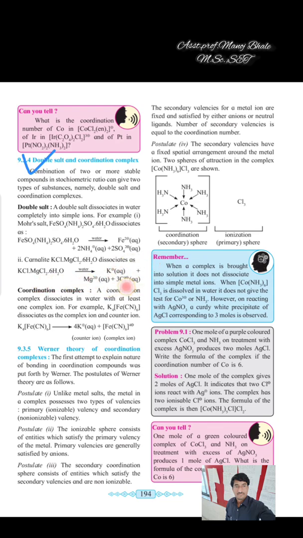So in this, complete dissociation takes place and the ionic forms are formed from it. So this is the example of the double salt. A double salt dissolves in water completely into the simplest ions. Complete ionization is possible here.